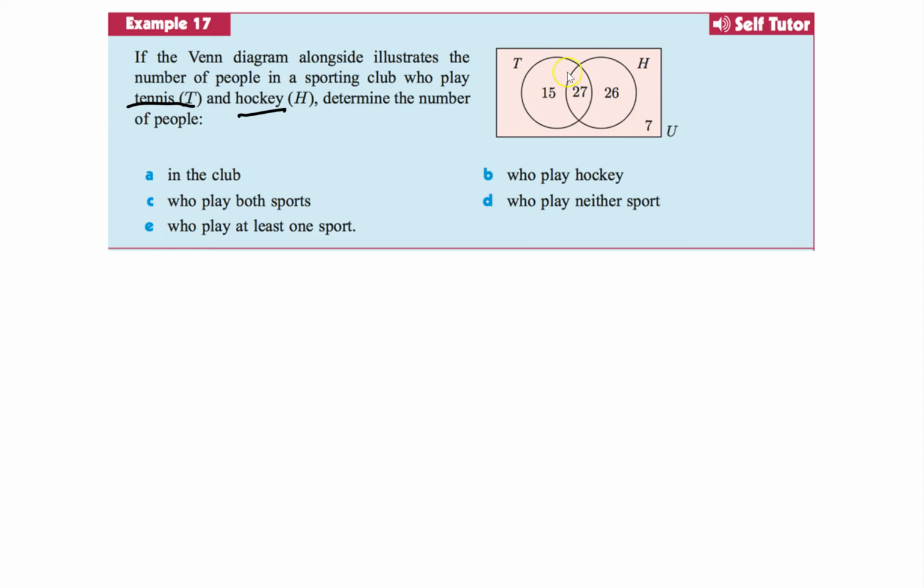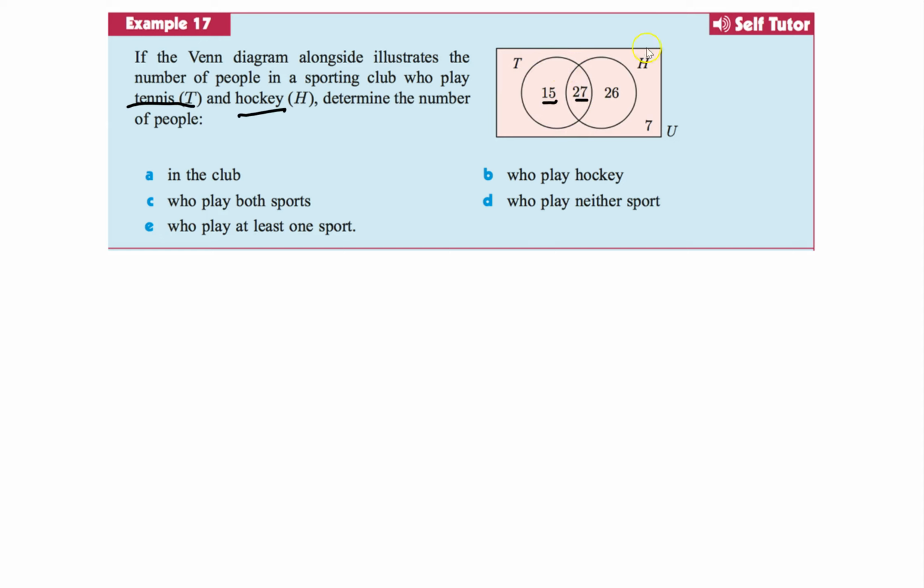So, actually before I do this, let's talk about these numbers. 15 is only tennis, right? They don't play any hockey. 27 is people that play tennis and hockey. But 27 is also part of the tennis. So if you want to figure out all tennis, it's this whole circle.